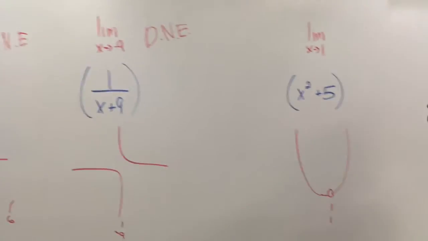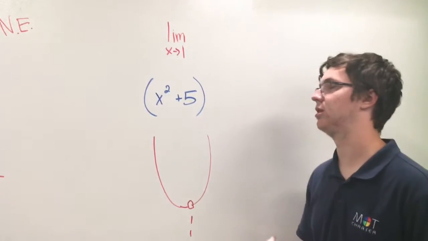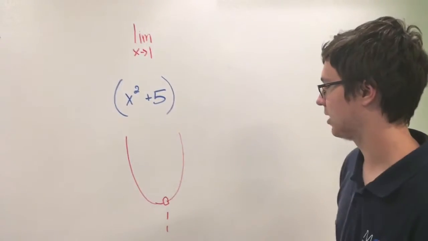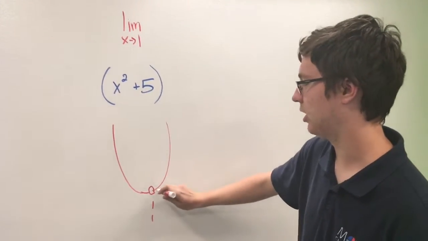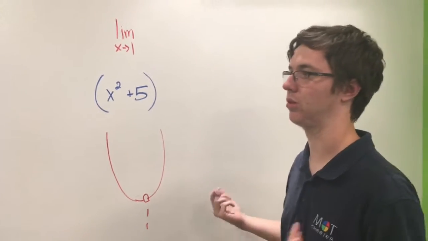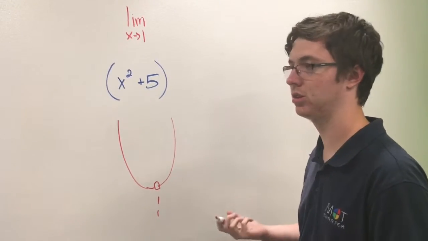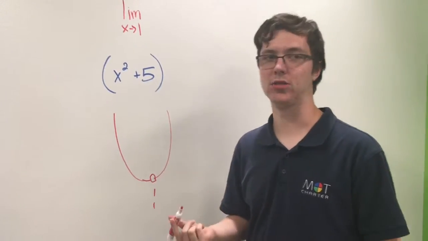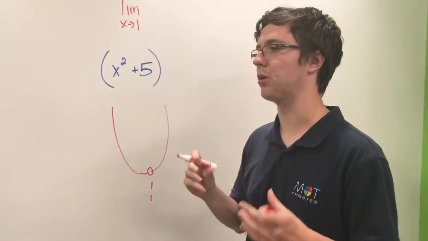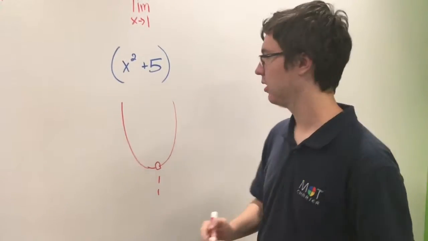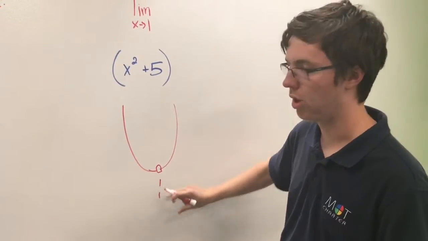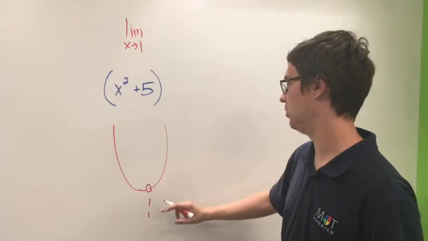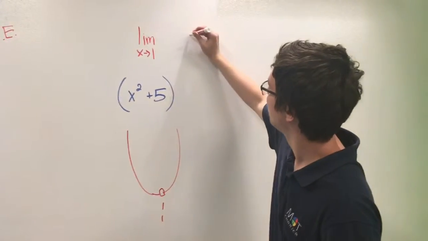And we go to, as x approaches 1 with the equation x squared plus 5, we can see that 1 is right here on the parabola, which is what is formed with the function. Since we're finding the limit, not the f of x value, as the point where it gets closer from each side, we can see that it gets closer to 1, and that means that this limit would be 1.